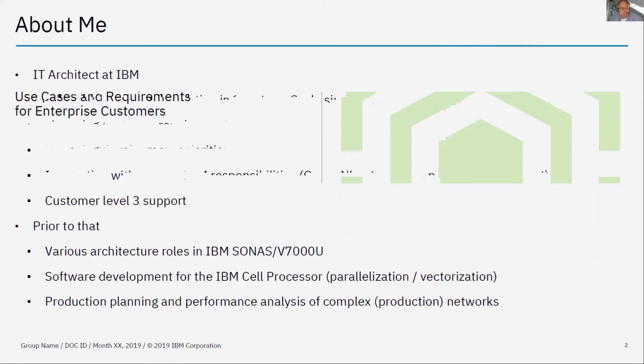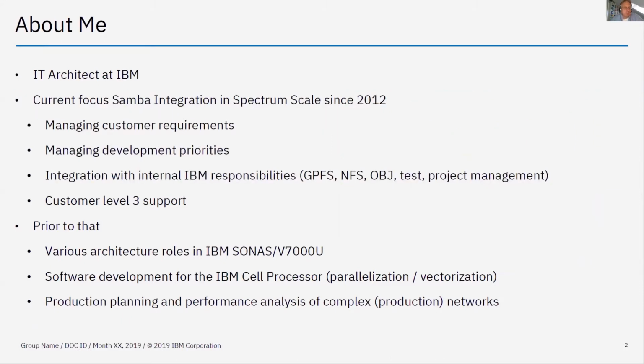Every couple of years I turn up at sambaXP with some news from our work on Samba and Spectrum Scale. I'm working as an IT architect at IBM, and I started with the predecessors of Spectrum Scale. My current focus is Spectrum Scale and the Samba integration. That means managing customer requirements and development priorities, and integrating with all the IBM internal teams for the file system, GPFS, but also NFS, object, test teams, project management, and so on. I'm also very deep in the customer level 3 support, analyzing issues and defects, and turning that into requirements and new development work items.